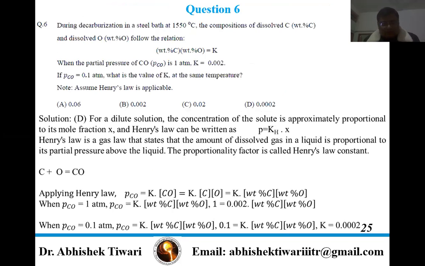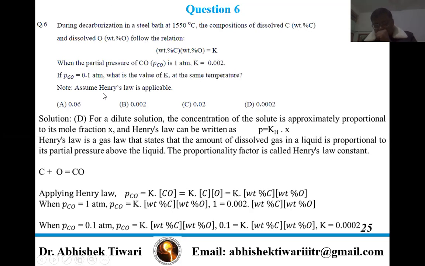So this is question number 6. During decarbonization in a steel bath at 1550 degrees centigrade, the composition of dissolved carbon, weight percent carbon, and dissolved oxygen, weight percent oxygen, follows this relation: weight percent of carbon into weight percent of oxygen is equal to K, when partial pressure of CO, PCO, is 1 atmosphere and K is equal to 0.002. PCO is equal to 0.1 atmosphere. What is the value of K at the same temperature?